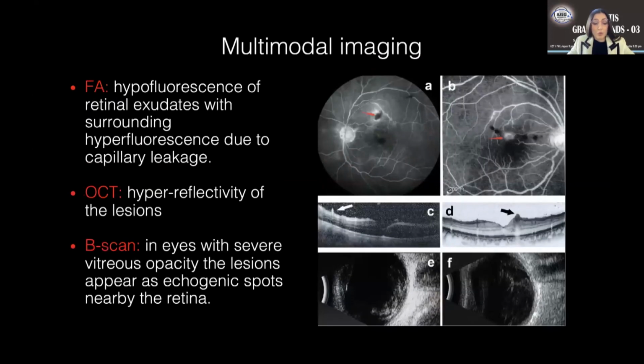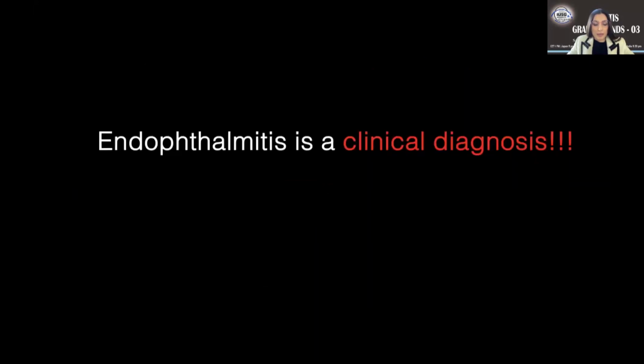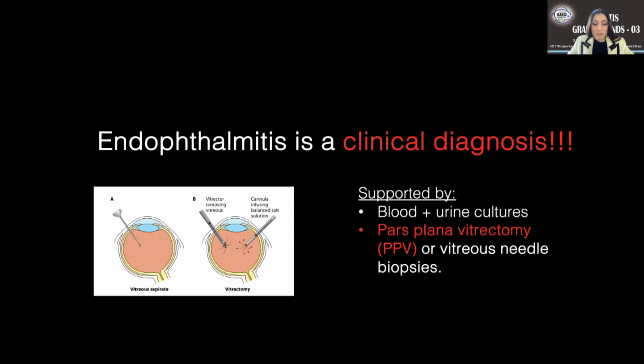Multimodal imaging is very useful for both diagnosis and follow-up of endogenous fungal endophthalmitis. In FA, there is hypofluorescence of retinal exudates with surrounding hyperfluorescence due to capillary leakage. In OCT, the lesions are hyperreflective, while in B-scan there are echogenic spots nearby the retina. Endophthalmitis is a clinical diagnosis supported by blood, urine, and vitreous cultures. At this point, we should stress that we should always suspect endogenous endophthalmitis in cases of older or immunosuppressed patients, especially if they were hospitalized in ICU or had indwelling catheters.